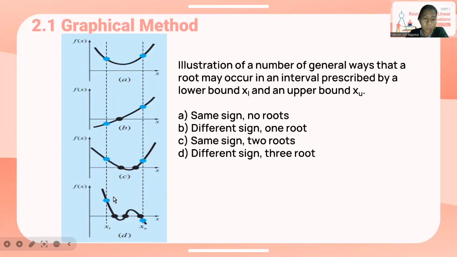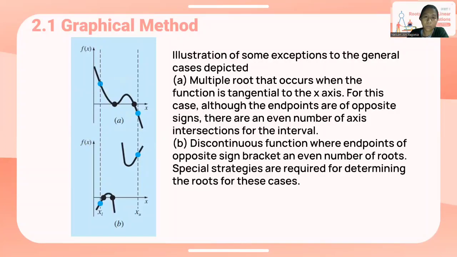In D, we have different signs, and there are 3 roots that cross the x-axis. Next is the illustration of some exceptions to the general cases depicted. In A, the multiple root occurs when the function is tangential to the x-axis.